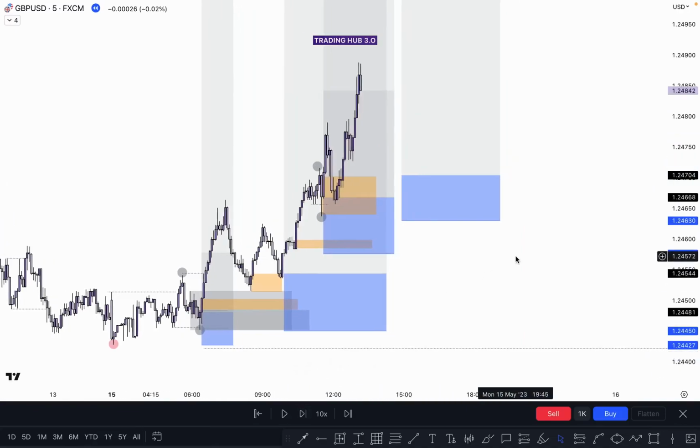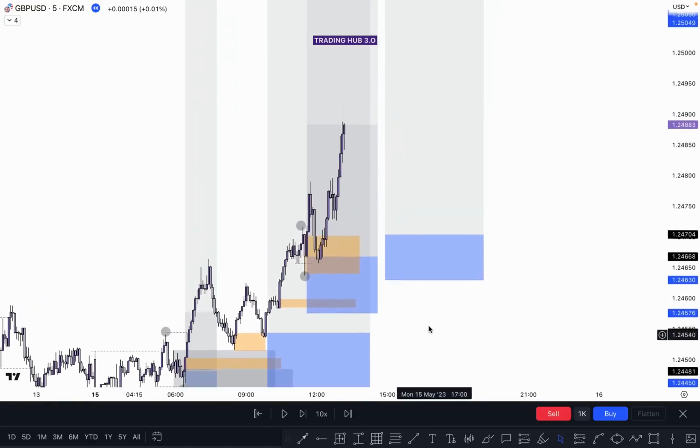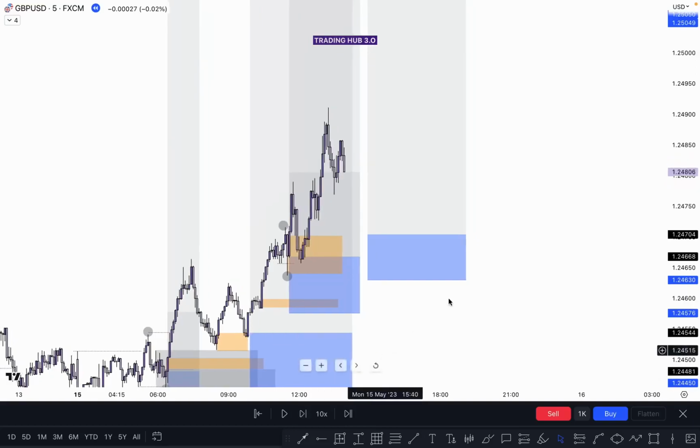Okay, and if you are thinking why I'm buying here, there is no inducement because the low is swept here, right? If market sweeps the low or high, then we don't need to wait for inducement before the buy or sell. Market continues going higher high. Okay, so let's see what happened next here.